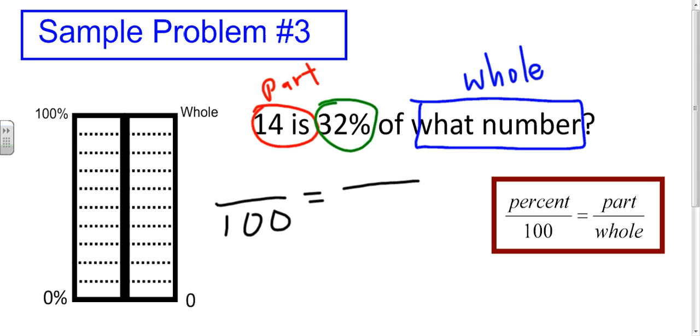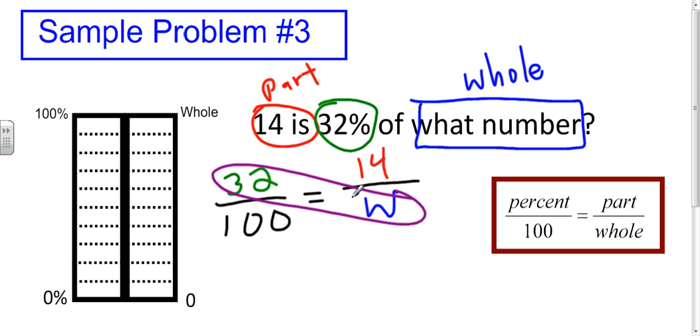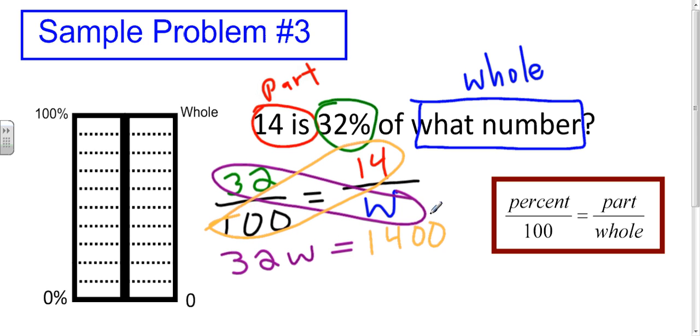And I know that the part is 14. I know the percent is 32%. And the whole is what I do not know and I need to find out. So I'm going to cross multiply. 32W is equal to 100 times 14, or 1400.